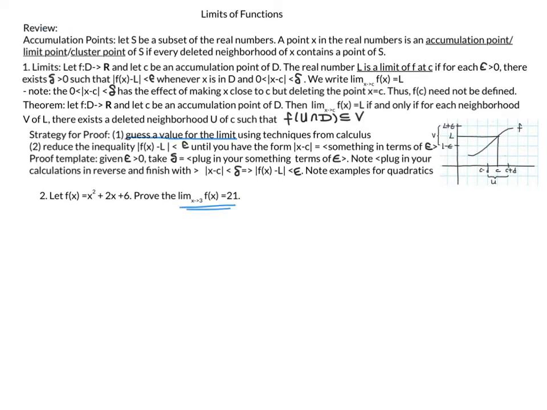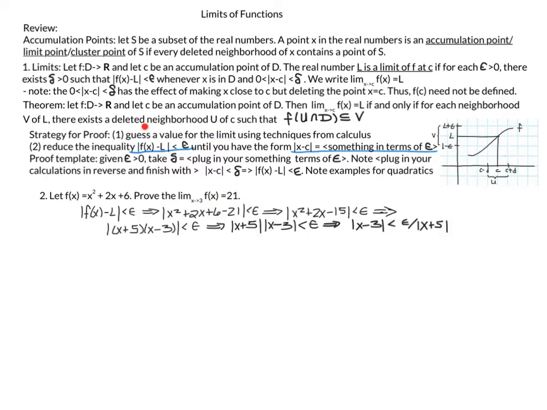Like one of the previous problems, at this point we don't have to guess a limit because they tell us what they want us to prove. Our next step is to reduce this inequality, |f(x) - L| < epsilon, into something that looks like the form |x - c| < something in terms of epsilon.